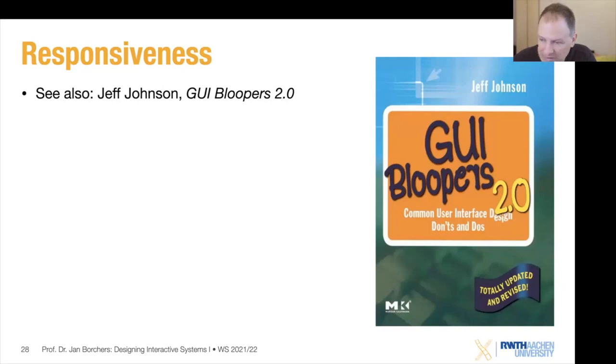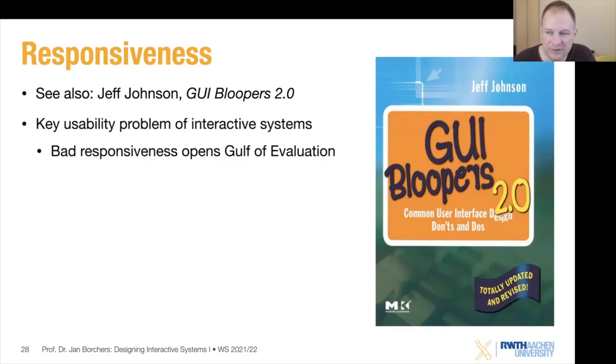And in this book, GUI Bloopers, Jeff has a nice section about responsiveness and identifies it as the key usability problem of many interactive systems. Why is this the case? Well, because bad responsiveness opens the gulf of evaluation. So it basically breaks something in our seven stages of action model here.